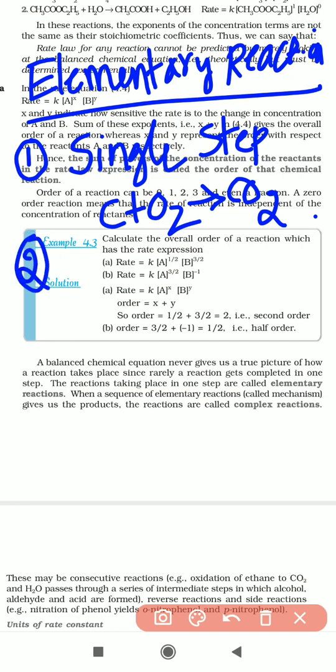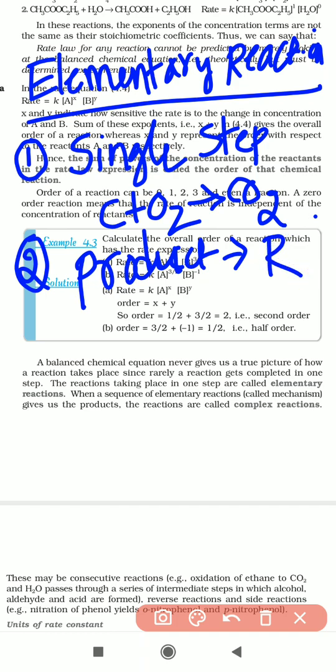Next, the second point: the products form directly from the reactants. Based on the reactants that combine, the products form directly from them. Next, the third point: for elementary reactions, the overall order of the reaction can be either zero order, first order, second order or third order.